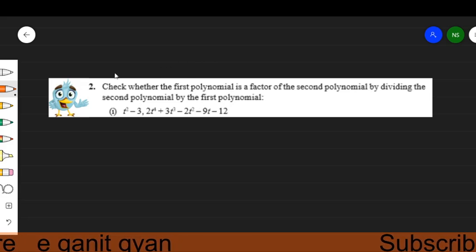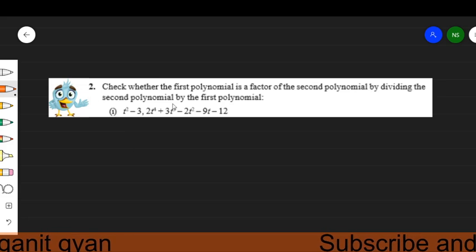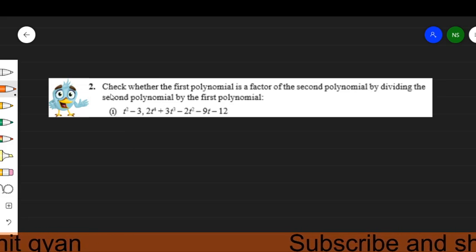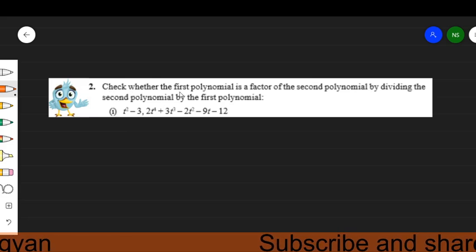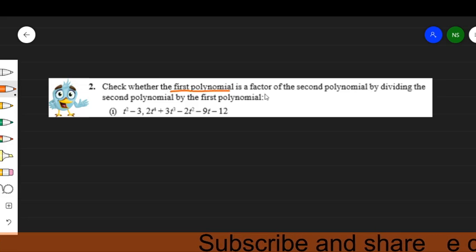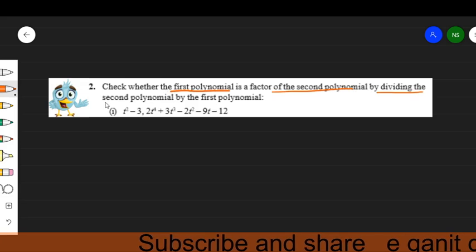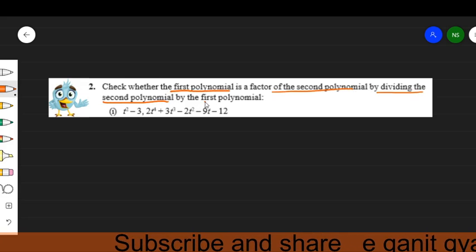Now, in the last exercise, I am going to discuss question number 2 and 3 here. Question 2 says: check whether the first polynomial is a factor of the second polynomial by dividing the second polynomial with the first polynomial.